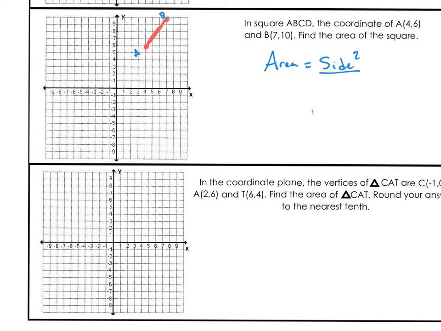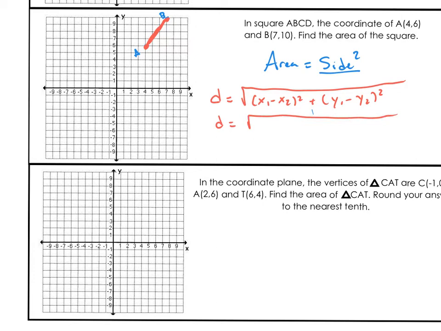Well, at this point in the year, you should be like, Mr. Siegel, it's distance formula, and you're right, you are correct. We've got to do some distance formula. So distance is equal to, and we're going to find the distance between these 2 points. So follow me. We're going to write down our formula: the square root of x1 minus x2 squared plus y1 minus y2 squared. Let's plug this all in. So x1 is 4, x2 is 7, y1 is 6, y2 is 10. So the distance is going to be equal to the square root of negative 3 squared plus negative 4 squared.